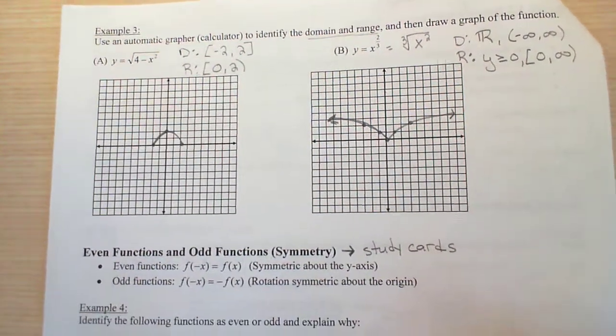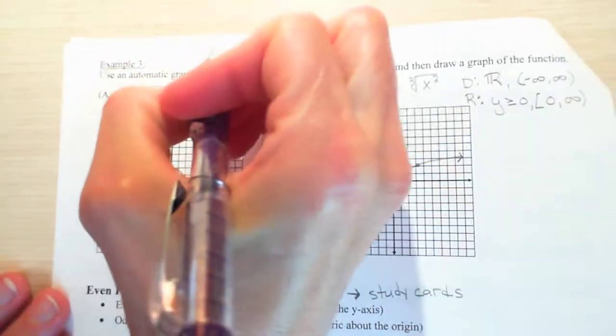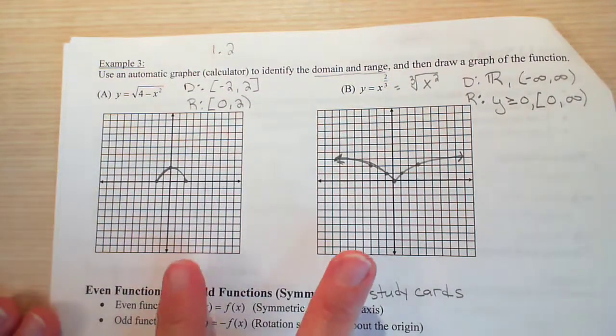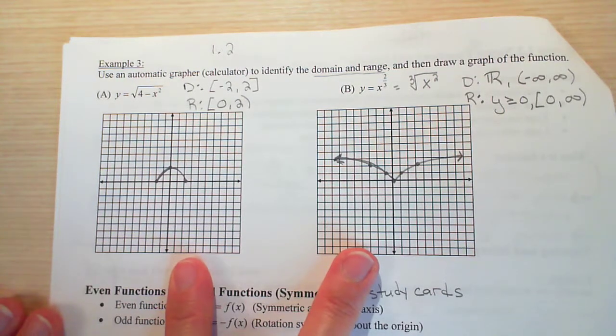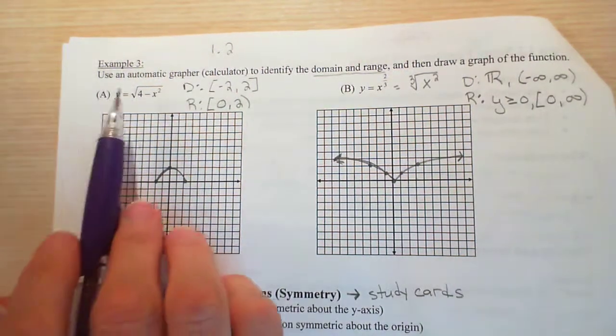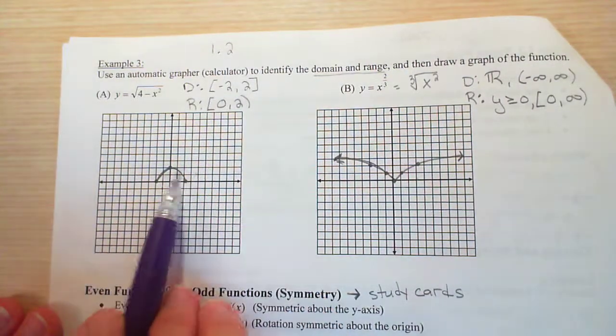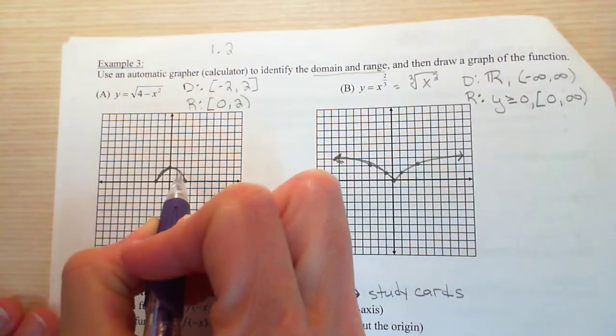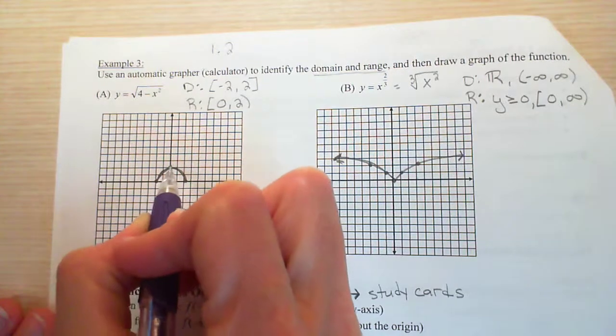Okay, this is the 1.2 video continued, so part 2 of 1.2. So in the first video I asked you to do these example 3 problems and also to find the domain and range. So it did say use your graphing calculator on this one, so you should have gotten this upper half of a circle. Mine doesn't look that great.